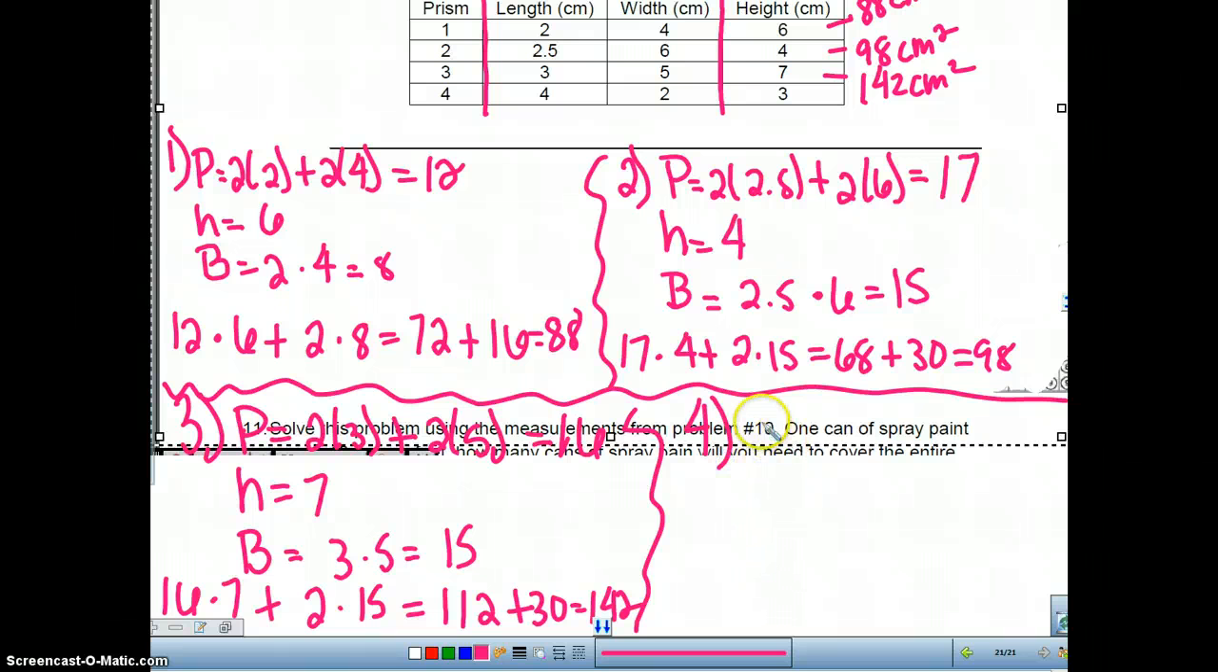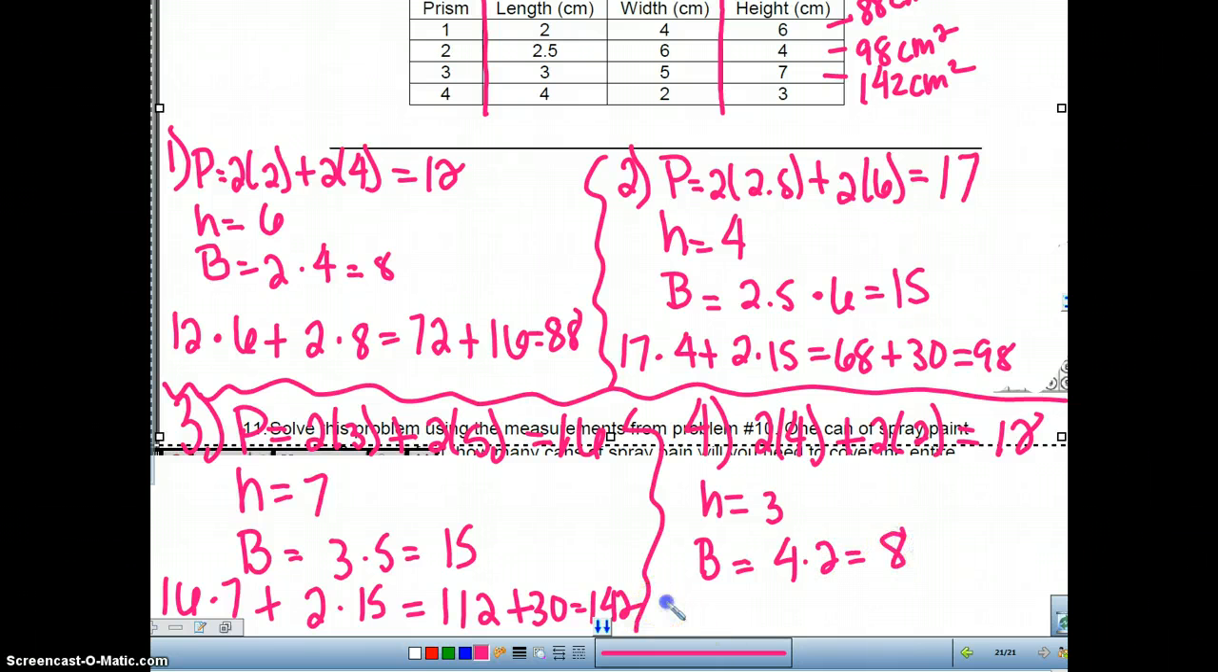All right, number 4. It's 2 times the length plus 2 times the width. And when I multiply and add all those together, I got 8 plus 4, which is 12. The height is what? 3. The area of the base is going to be 4 times 2, which is 8. Plug all those pieces in. I got 12 times 3 plus 2 times 8. So 12 times 3 is 36 plus 16 gives us what?